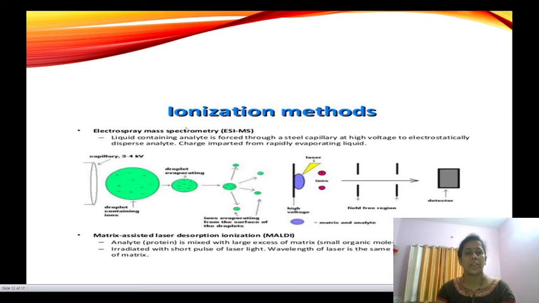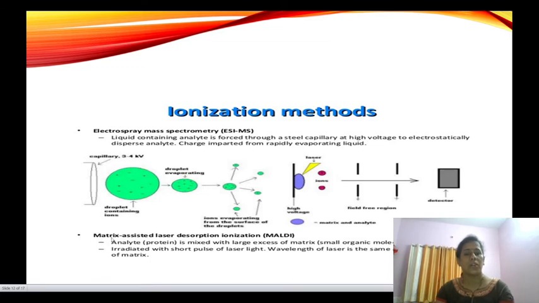Now, the second method of ionization, that is electrospray mass spectrometry. Here a liquid containing the analyte is forced through a steel capillary at high voltage to electrostatically disperse the analyte. Here the charged particles are imparted by rapidly evaporating the liquid. This is the diagrammatic representation of electrospray mass spectroscopy.